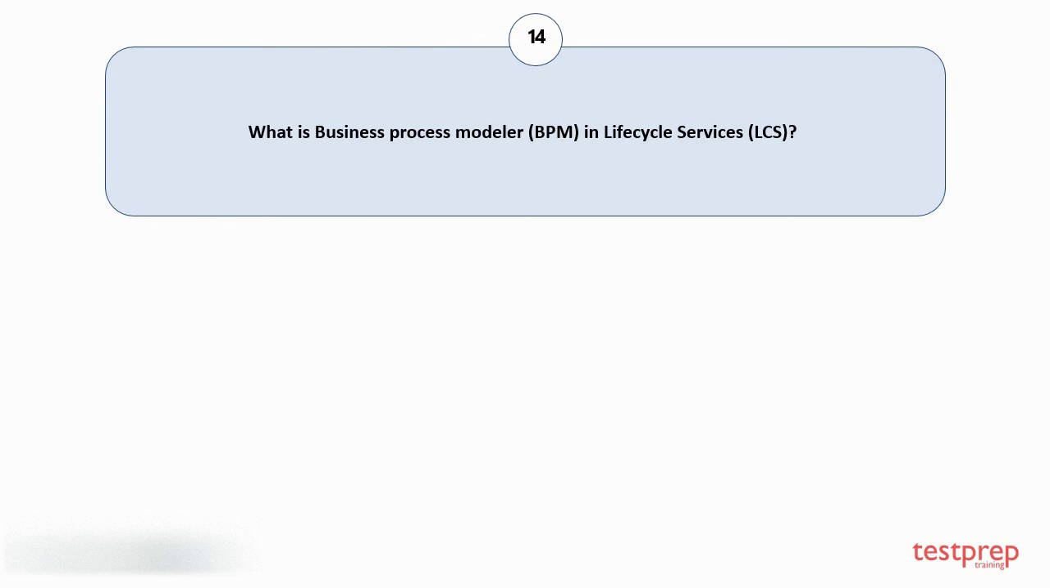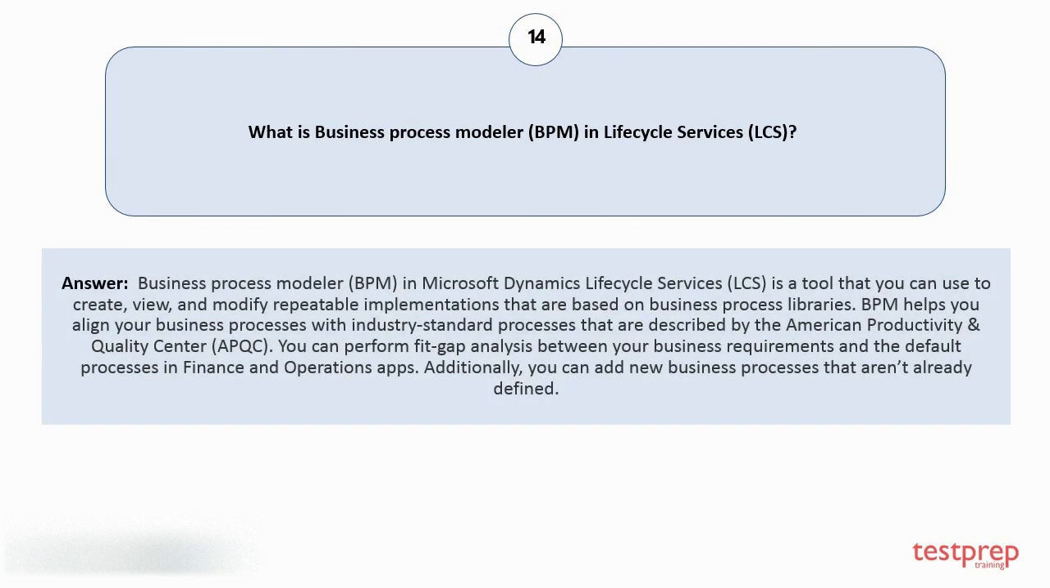Your answer is: Business Process Modeler in Microsoft Dynamics Lifecycle Services is a tool that you can use to create, view, and modify repeatable implementations that are based on business process libraries. BPM helps you align your business processes with industry-standard processes that are described by the American Productivity and Quality Center. You can perform fit-gap analysis between your business requirements and the default processes in finance and operations apps. Additionally, you can add new business processes that aren't already defined.